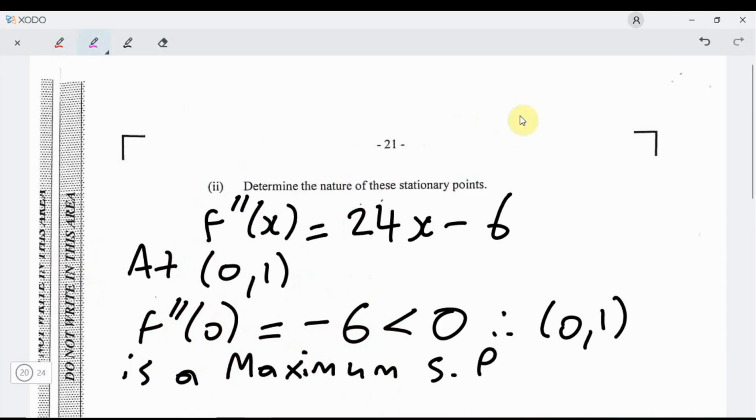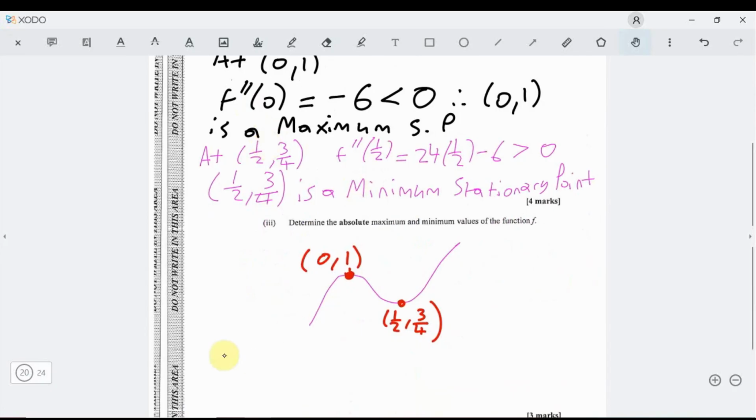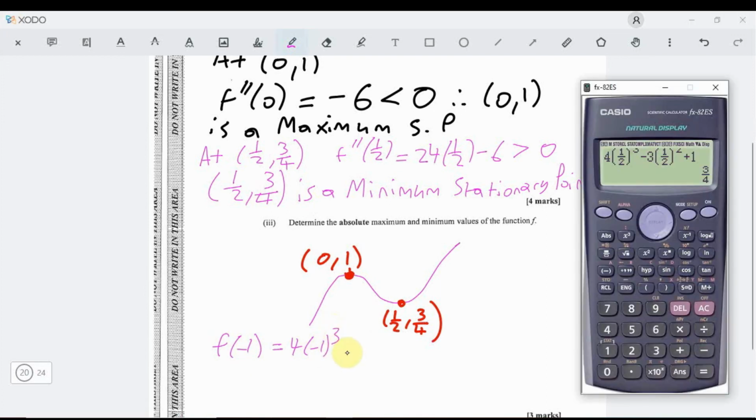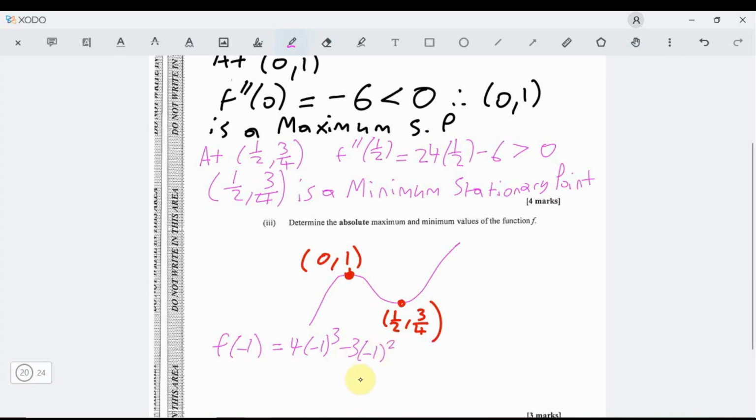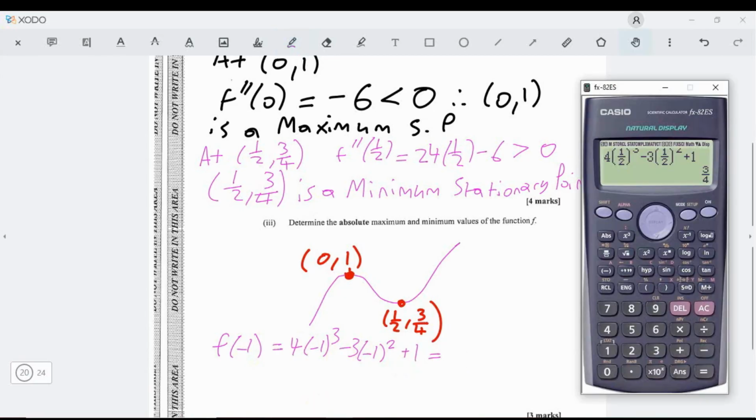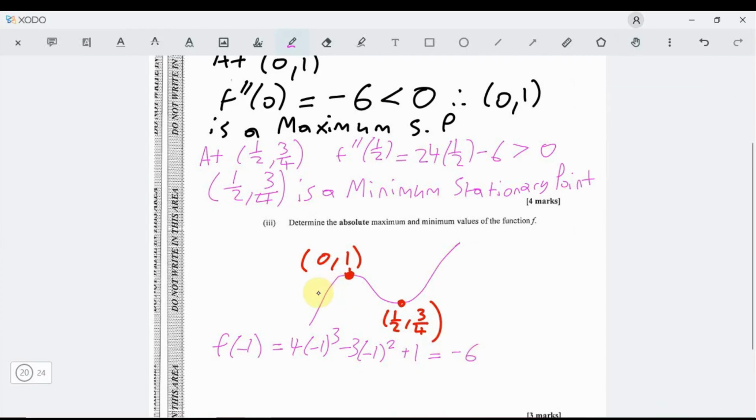So we need to first find out f of negative 1. So f of negative 1 would be equal to 4 times negative 1 cubed minus 3 times negative 1 squared, plus 1. We need to find out where that point is. So change this in a calculator to negative 1. Punch that in. Bam, we get negative 6. So negative 1 is somewhere maybe right here. This point is (negative 1, negative 6).